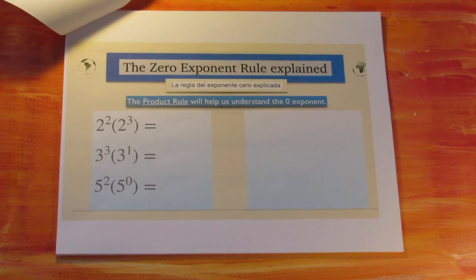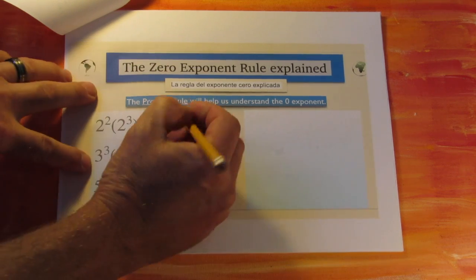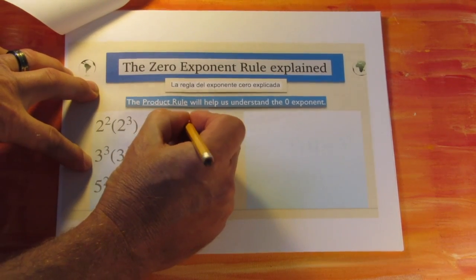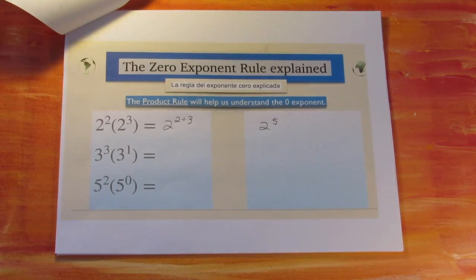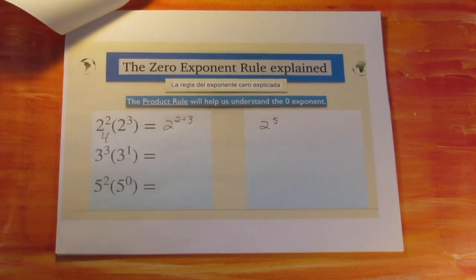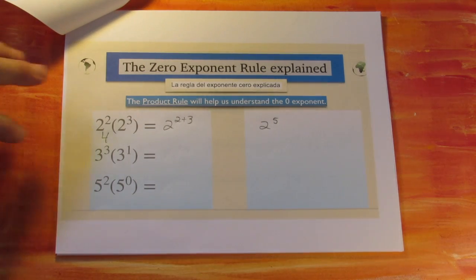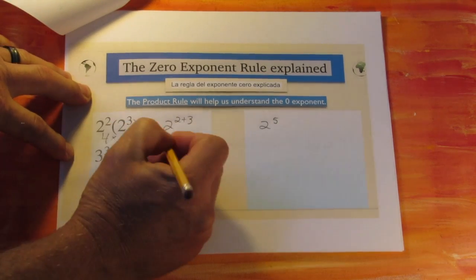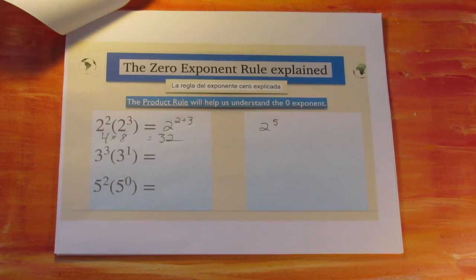Let's look at a couple more examples. Let's try it with numbers for our bases and see what happens. 2 to the second times 2 to the third is 2 to the 2 plus 3, which is 2 to the fifth power. Now let's check something real quick on that one. 2 squared we know is 4. 2 to the third power is 2 times 2, which is 4, times 2 more would be 8. And 4 times 8 is 32. Let's check 2 to the fifth power. 2, 4, 8, 16, 32.